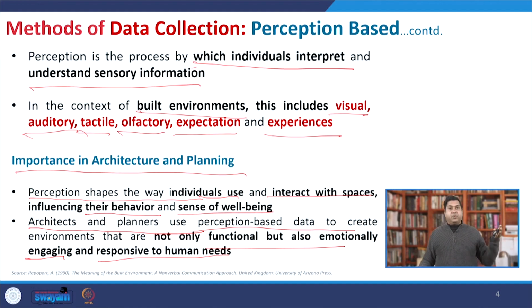Similarly, for the planner, if you identify through perception what the challenges or main aspects are, maybe the infrastructures, maybe the overall ambience of any particular urban open space, you can work on that and bring those positive changes that the people shared with you during that perception based study, right. So this is very important.